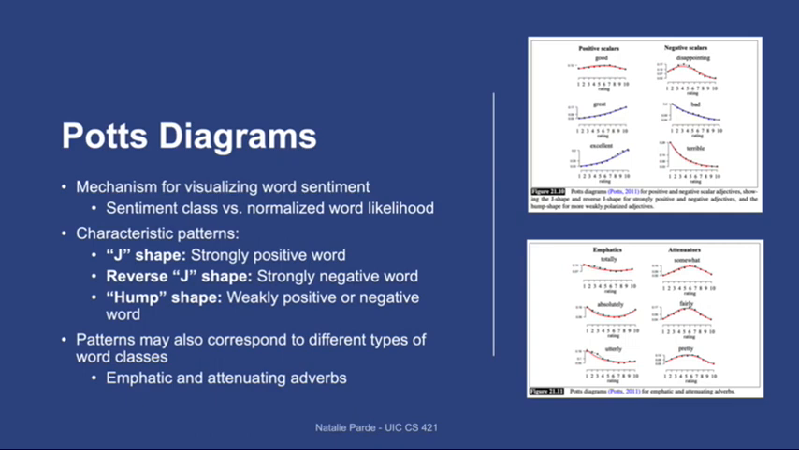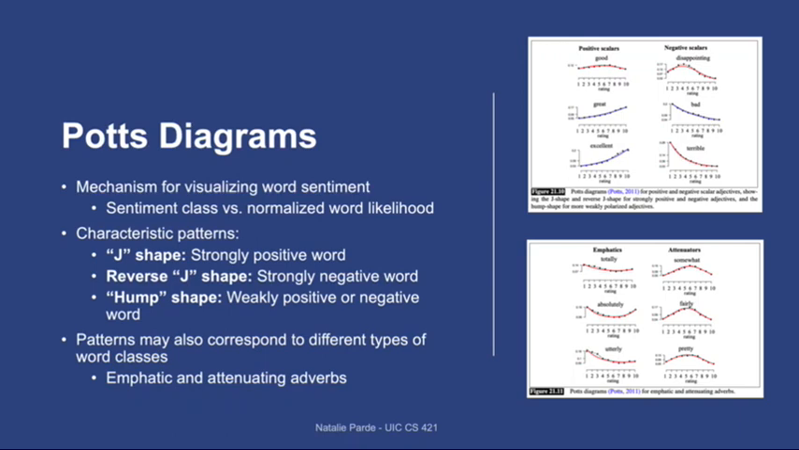If we're working with a vector of sentiment categories, for example, if we're trying to predict the sentiment of an IMDb movie review ranging from 1 star to 10 stars, we can compute the normalized word likelihood for each category and then visualize the scores for a given word in what is called a POTS diagram. It's a graph where the x-axis corresponds to the sentiment class and the y-axis corresponds to the word's normalized likelihood for that class.